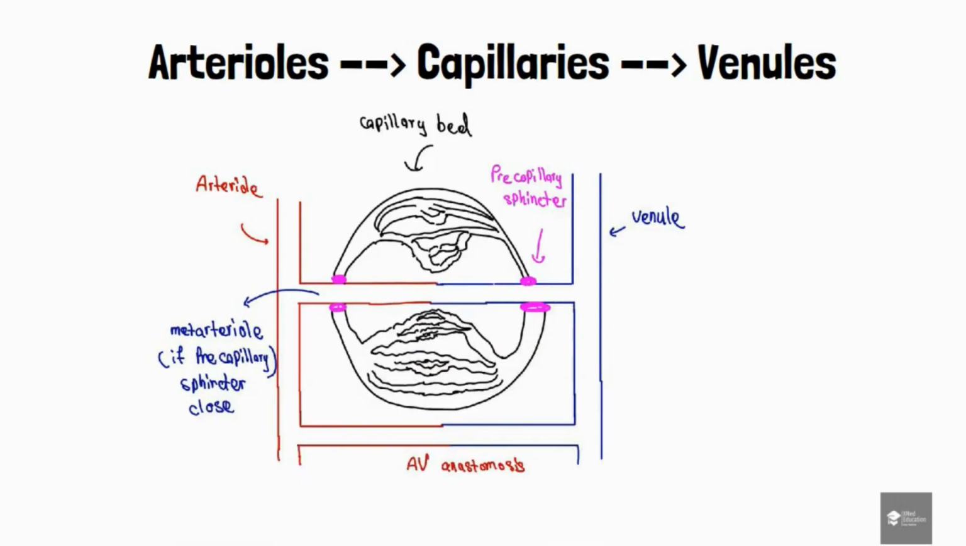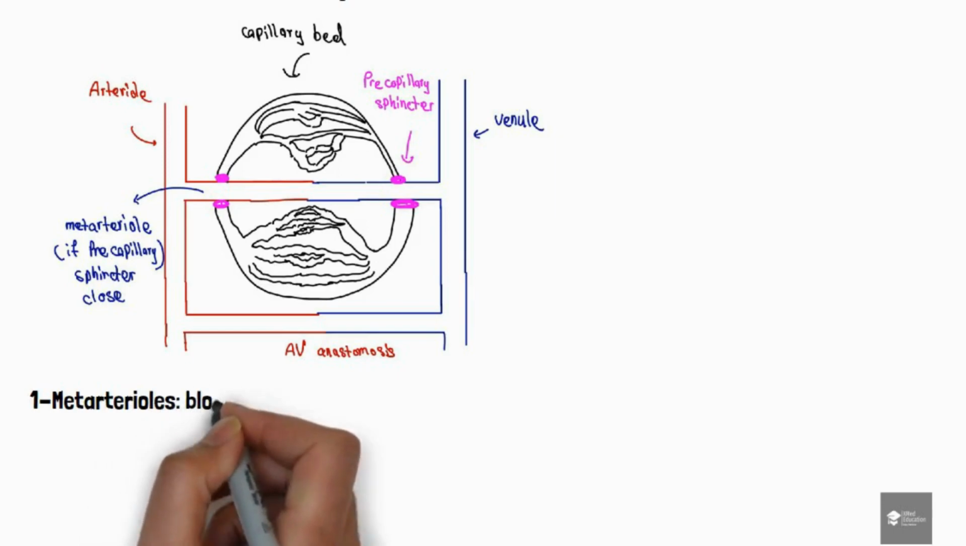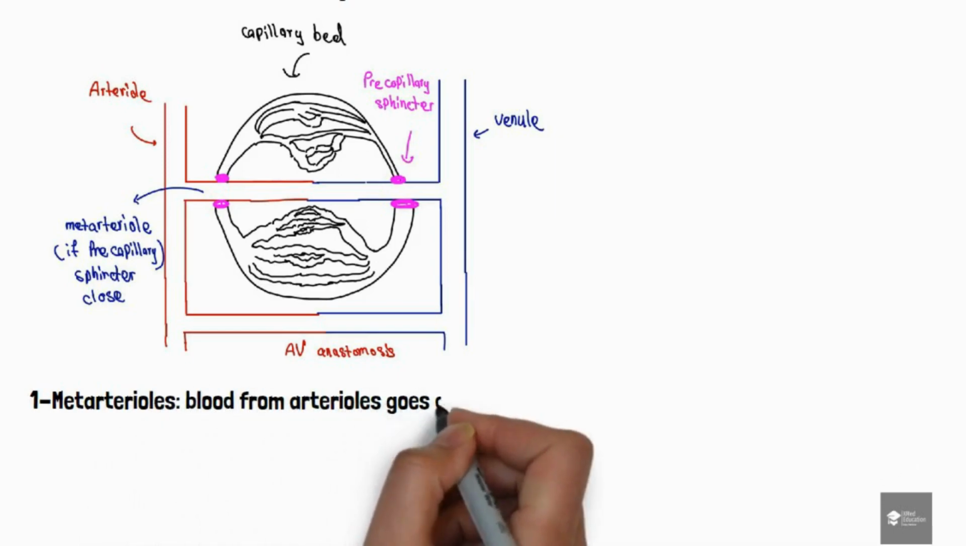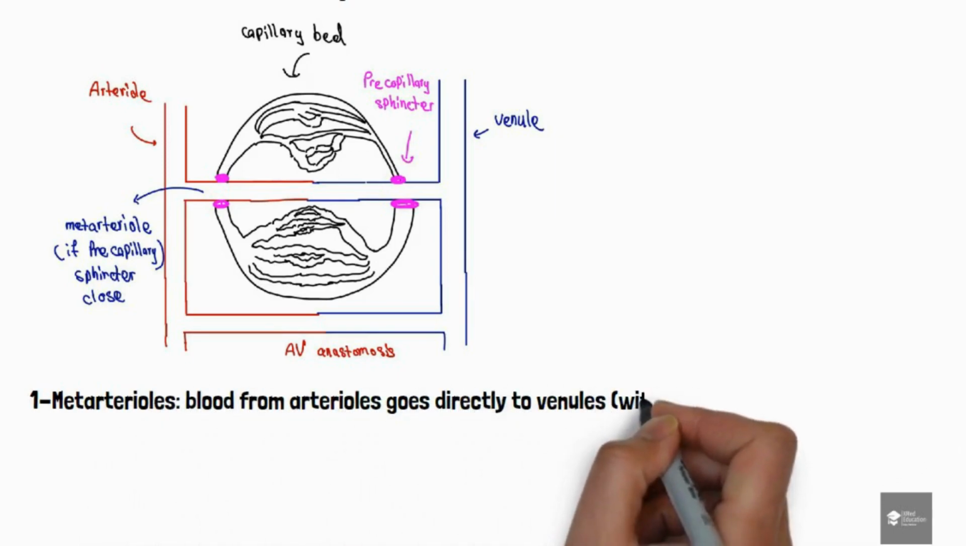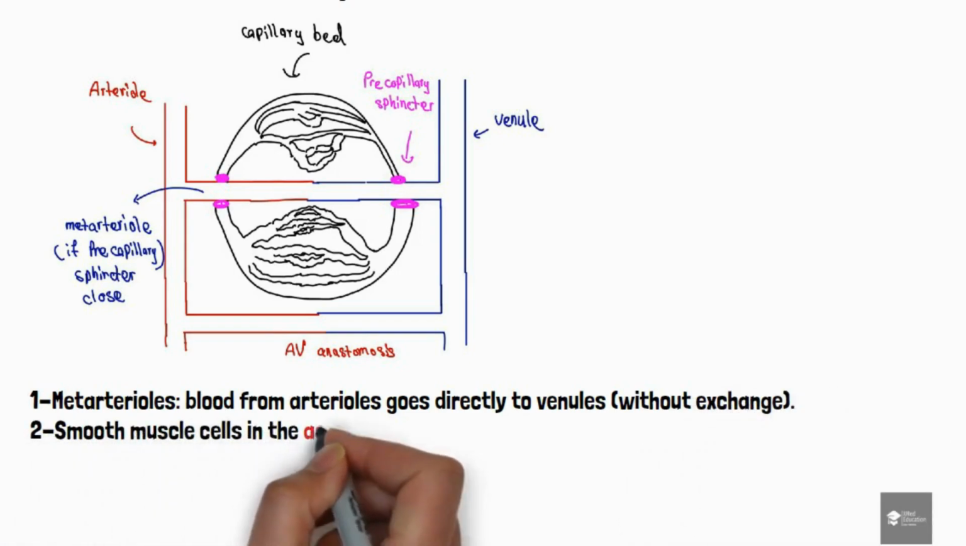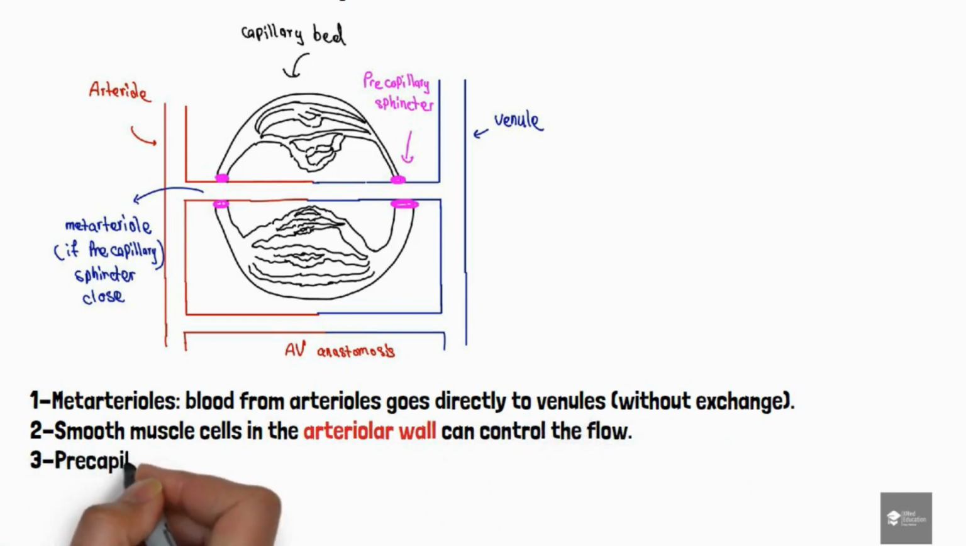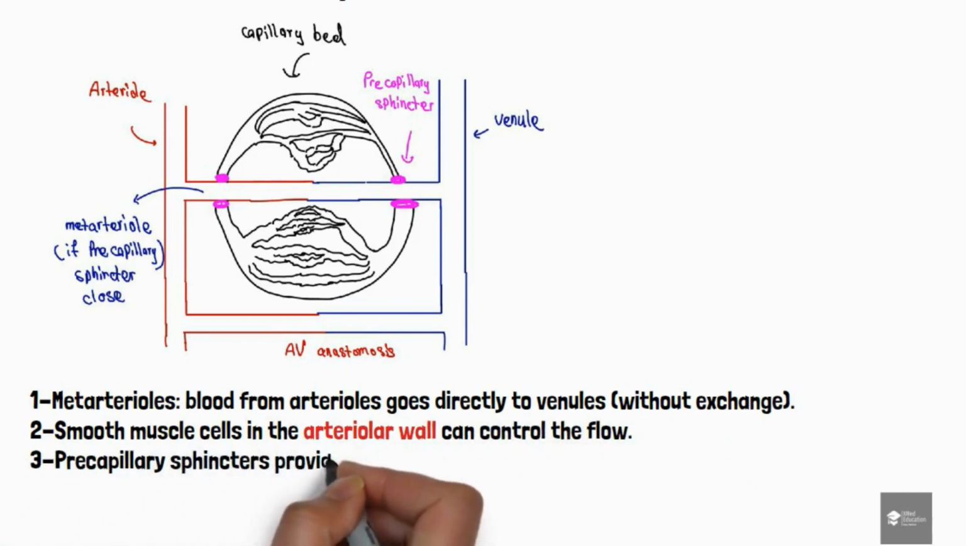So look at this picture. Blood goes to the arterioles, and there is some smooth muscle there, and then it goes to the meta-arterioles and then to the capillary bed and then back to the venules to go to the heart again. Meta-arterioles are where blood from arterioles goes directly to the venules without any exchange, so it will not go to the capillary bed. A smooth muscle cell in the arteriole wall can control the flow. We're going to talk about it.